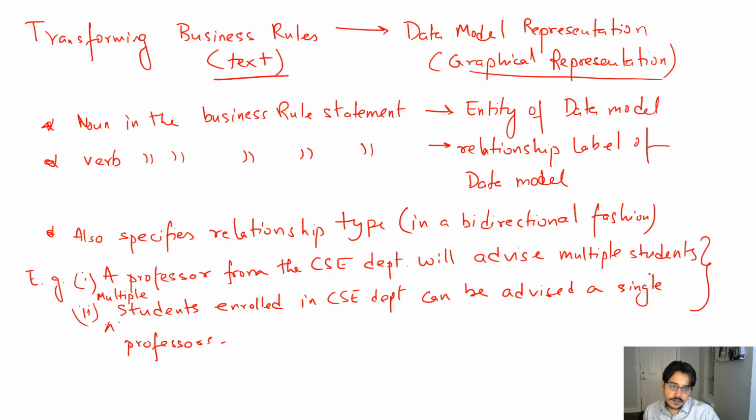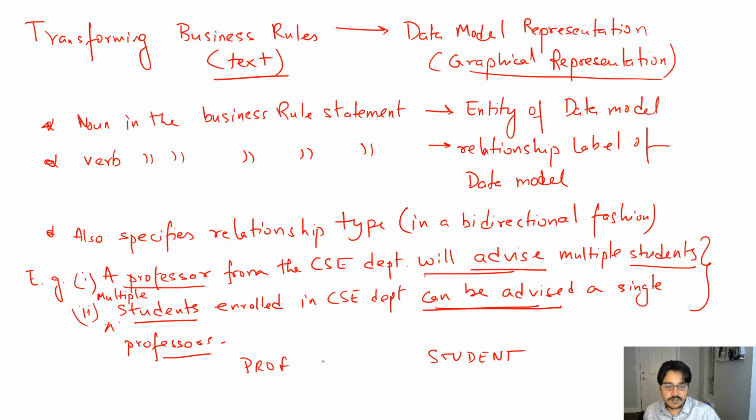So here we can say that we can take the nouns, which are professor, students, professors, and convert that to entities. And we can say professors and then student. Okay, and then we will take the verb, which is advised or can be advised, will advise and can be advised, and then transform that to a relationship label. So given the direction of the relationship, we will express our relationship label. So we can simply say advises, and then we can say a professor, multiple students.